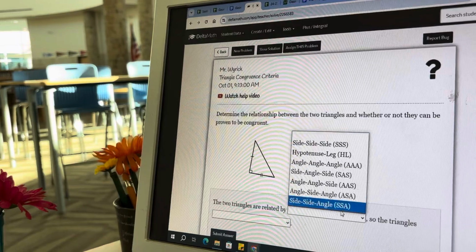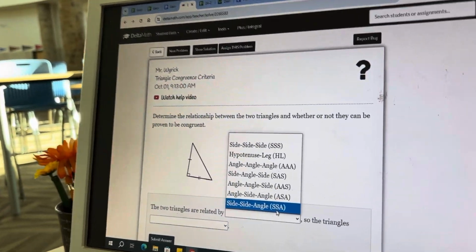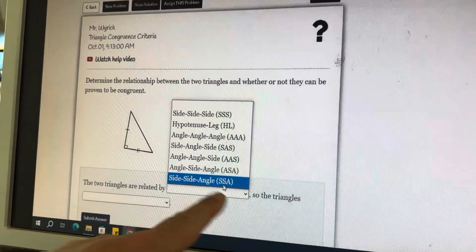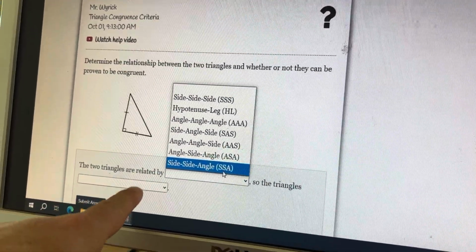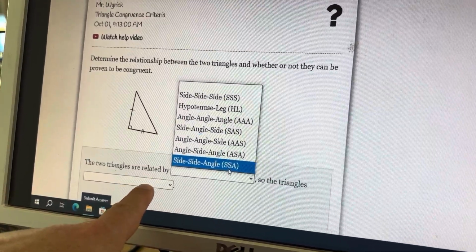Okay, you can see on here, here's the side, side, angle. Remember that doesn't work, no donkeys in geometry, but you still select it as how they are related, and then you say that they cannot be proven congruent.